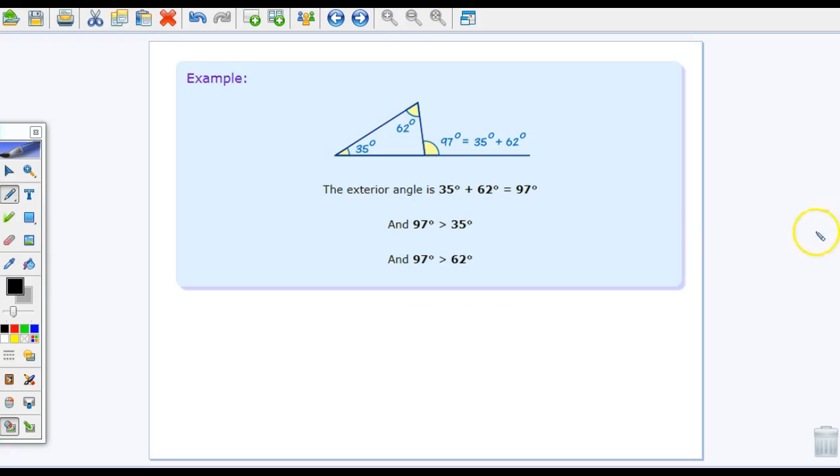Okay, hopefully you're back. Here's just another example. 35 plus 62 is going to be equal to this measurement out here, which is angle D. A plus B equals D. Here they have it worked out. Go ahead and copy this down. Push play when you're ready. Hit pause to copy it down.